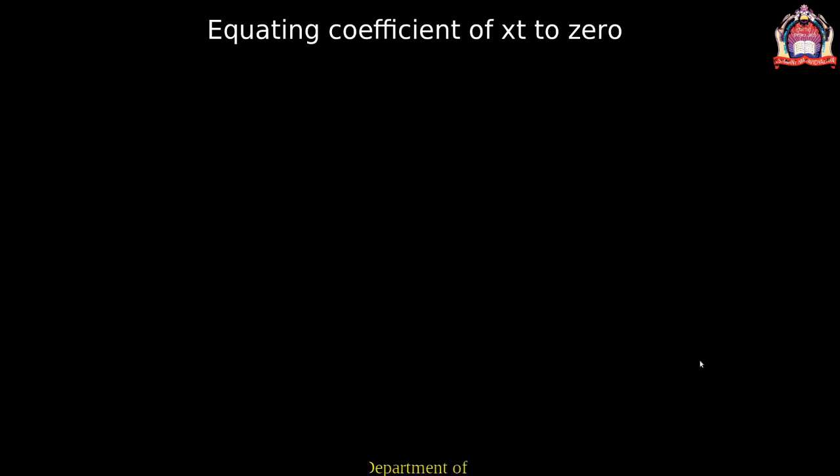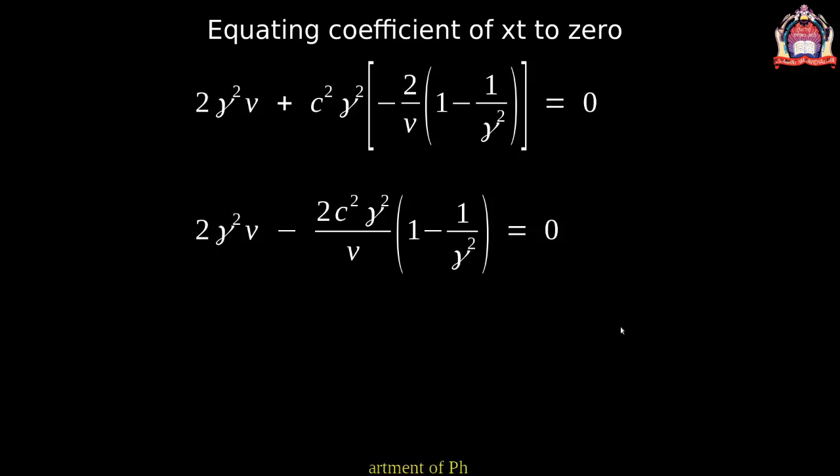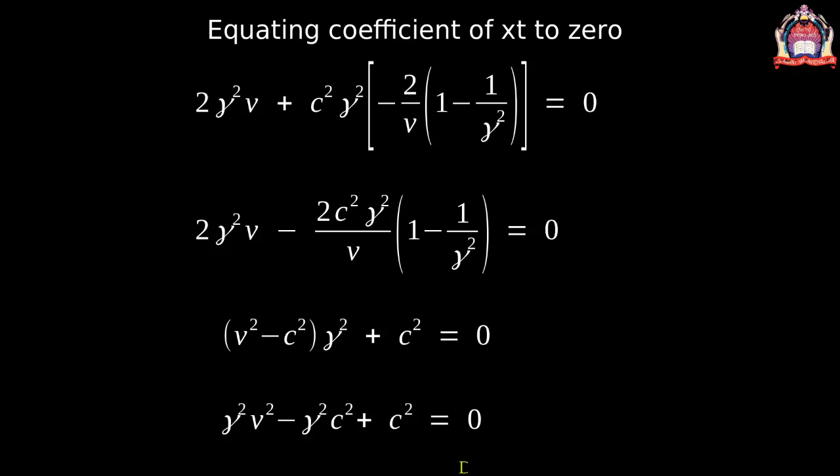So we get this equation. Again we are rearranging it. We get this equation. By solving we get v square minus c square into gamma square plus c square is equal to 0. So now putting the coefficients, that is the c square is equal to 0, we get gamma square v square minus gamma square c square plus c square is equal to 0. So we get this equation.